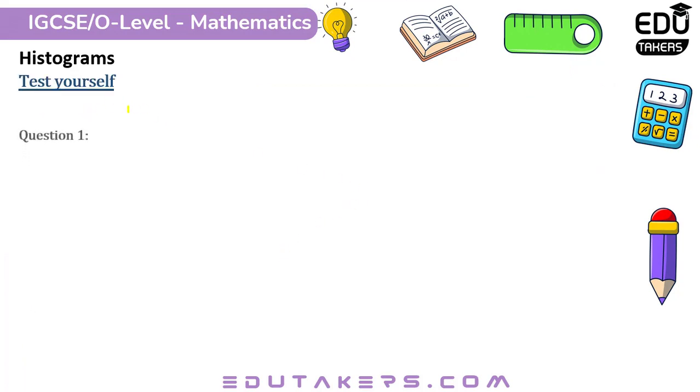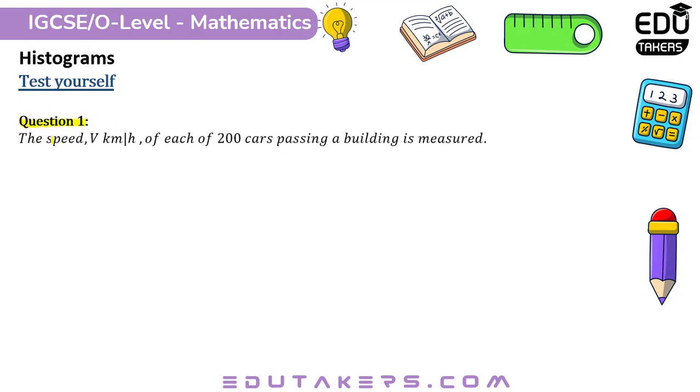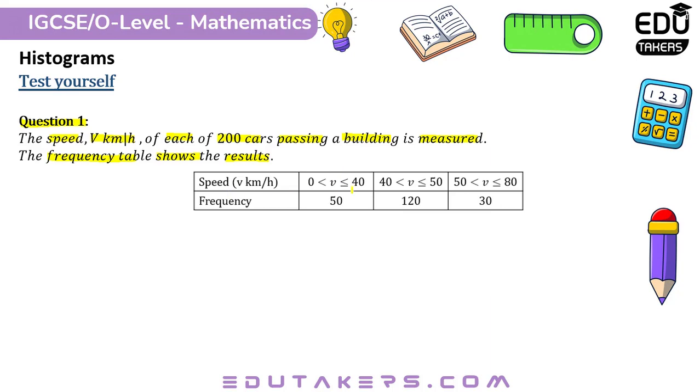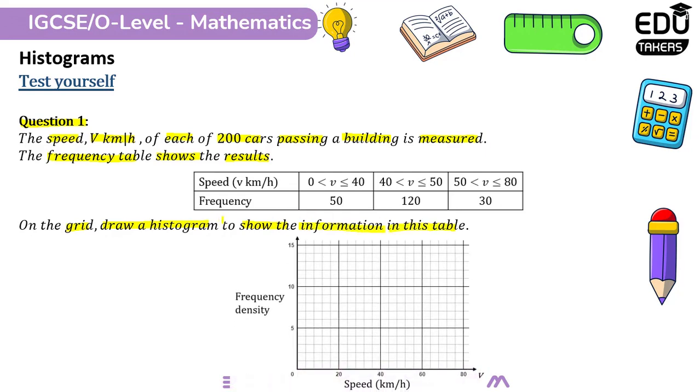Test yourself. Question number 1. The speed v km per hour of each of 200 cars passing a building is measured. The frequency table shows the results, speed and frequency. On the grid, draw a histogram to show the information in this table. It's a 3-mark question.